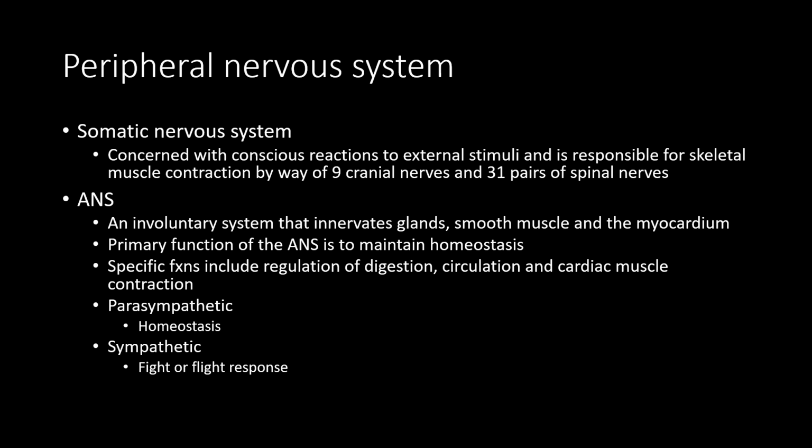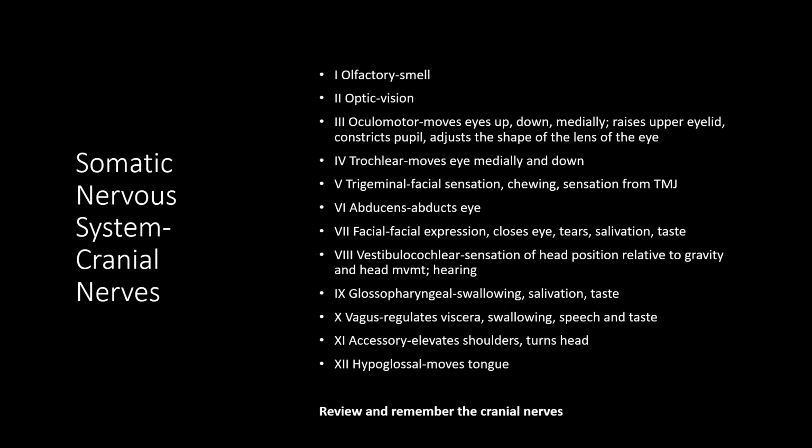The autonomic nervous system is an involuntary system that innervates glands, smooth muscle, and the myocardium with the primary function to maintain homeostasis. Specific functions include regulation of digestion, circulation, and cardiac muscle contraction. The parasympathetic maintains homeostasis. The sympathetic is your fight or flight response. The somatic nervous system, quick review of your cranial nerves. Again, I would review these and remember them.